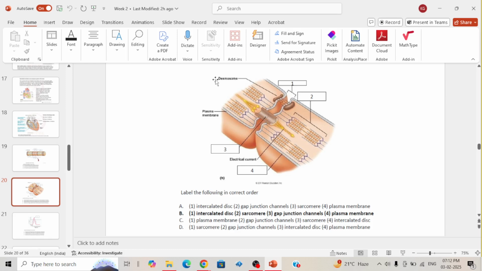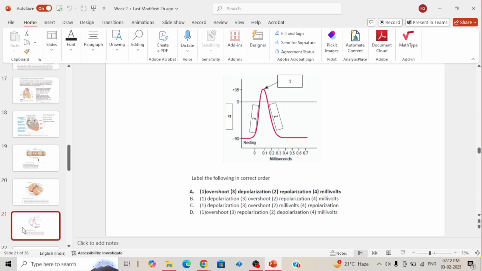Look here, there are desmosomes too. As I told you, desmosomes and gap junctions are present at the intercalated disc. Okay, so remember this thing. This is intercalated disc. Okay, the one which is marked as 2 is sarcomere, right? Very right. And the one which is marked as 3 is gap junction. Gap junctions, right? And the one that is marked as fourth is plasma membrane. Perfect. You were able to solve the assignment, right?